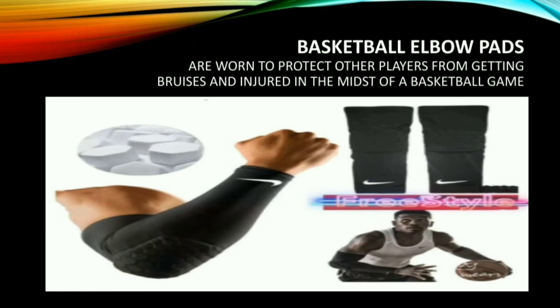And the basketball elbow pads are worn to protect players from getting bruises and injuries in the midst of a basketball game. It is a padded covering for the elbows to protect them from abrasions, bruises, and wounds, especially when the play gets rough and intense. These pads also protect the knees and elbows during a fall. They also provide support, and the elbow and knee pads help reduce chronic pain caused by the immense burden put on the knees in basketball.